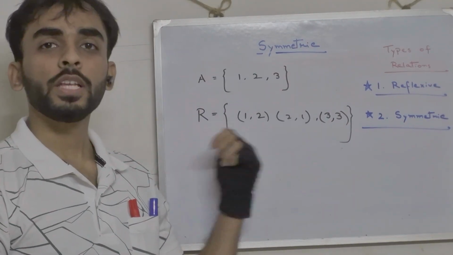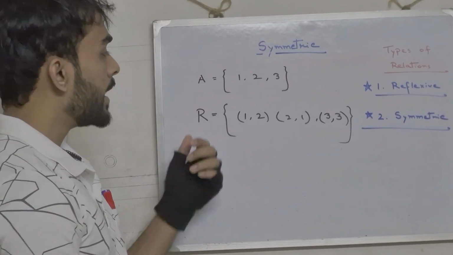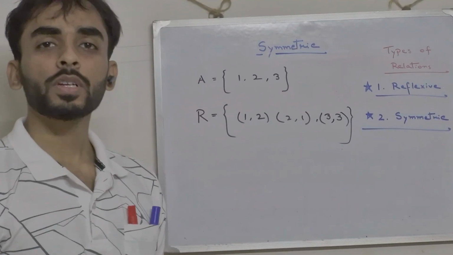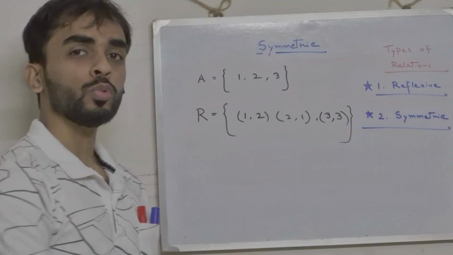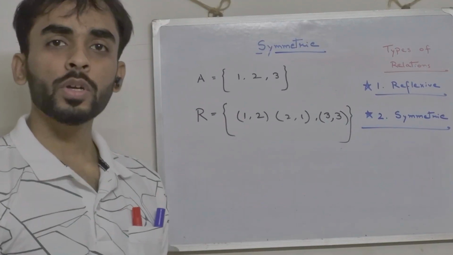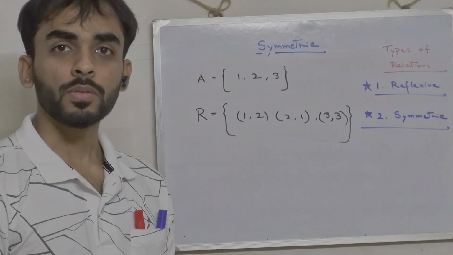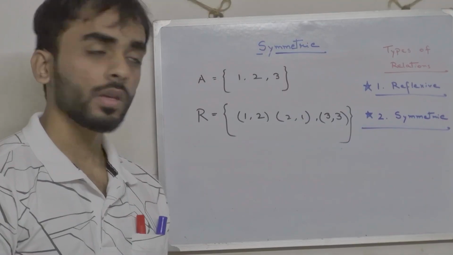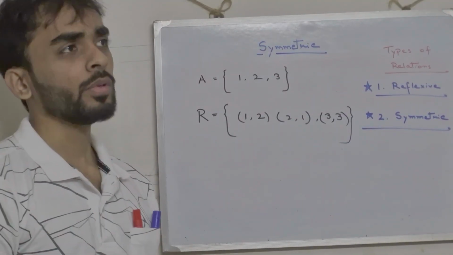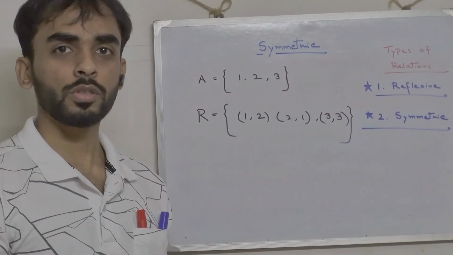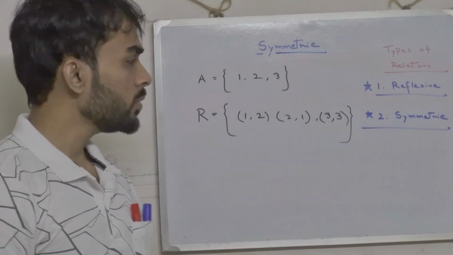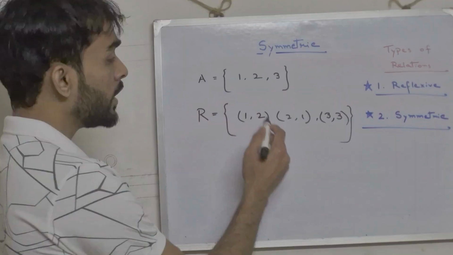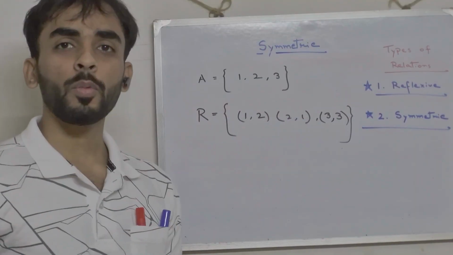Look, I have come up with a relation. This relation is a symmetric relation. Why? See, here is 1, 2. Because there is 1, 2, there is also 2, 1. Okay. What about 3, 3? Well, 3, 3's opposite is 3, 3. So it cannot invert. So it doesn't matter. But if there is 1, 2, there should be 2, 1.